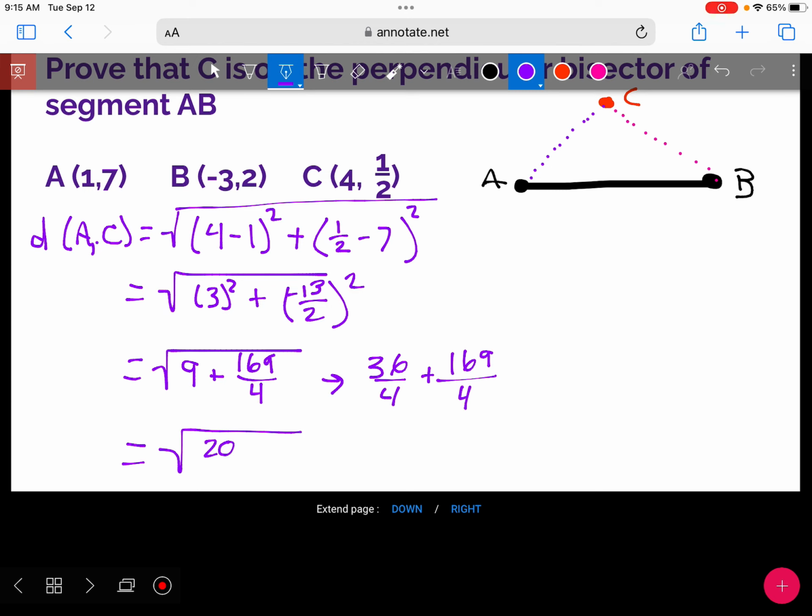205. When in doubt, write it down. Stop trying to do stuff in your head. Write it down. We do stuff in our head, we lose pieces. Okay? So 205 over 4. We're comparing lengths. We don't need decimals. This is the square root of 205 over 4. Let's see if this one is.